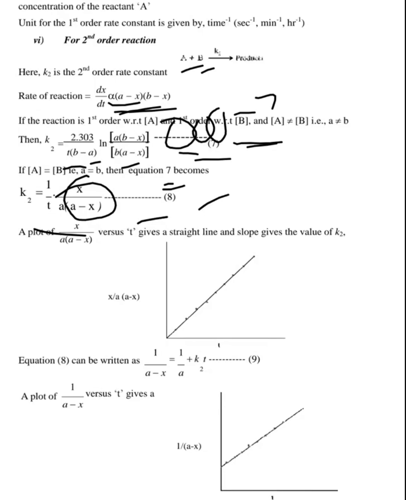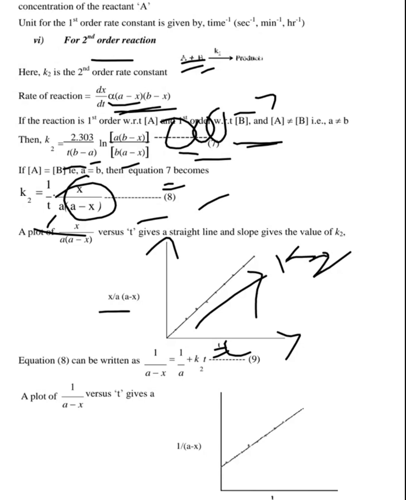So from x by a into a minus x versus t, we are going to plot this graph. This is t, nothing but the time, with the concentration of second order. This is the concentration of A and B. So we are going to get this rate constant, which can be denoted as K2. At what rate the reaction is taking place, we are going to get, as this is the concentration with respect to time.